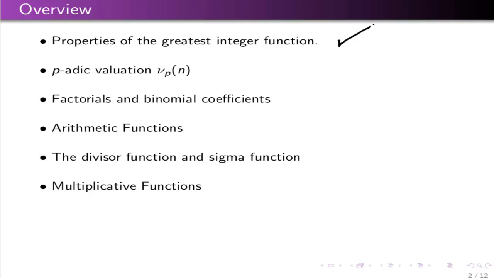In particular, we'll look at the p-adic valuation, so that gives us the multiplicity of a prime dividing a number n, and apply that to factorials and binomial coefficients. Then we'll define what an arithmetic function is and look at a couple examples, the divisor function and sigma function, and finally talk about multiplicative functions.